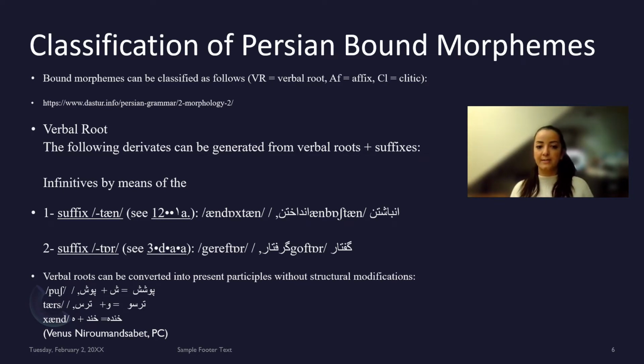Number 1 is the suffix plus tan, which is here in andakhtan and bashtan. It changes the verb to an infinitive. Then the suffix plus tar, which is in gereftar and guftar. Guftar means speaking. And I provide some more, which is push plus sh. It's going to be pushesh. Push means to wear, and then pushesh means outfit.